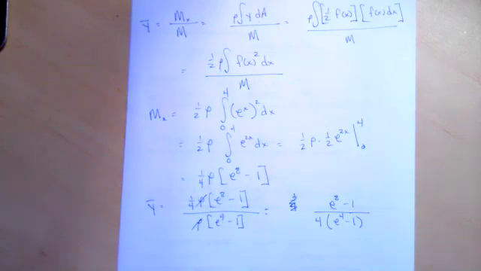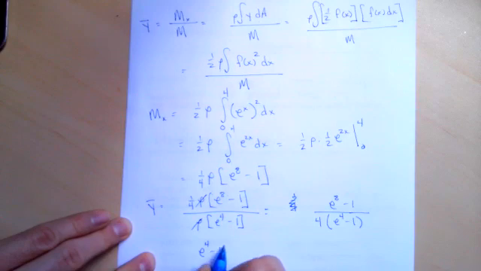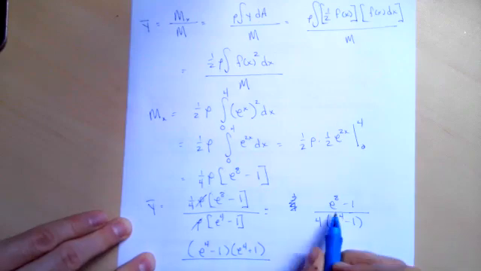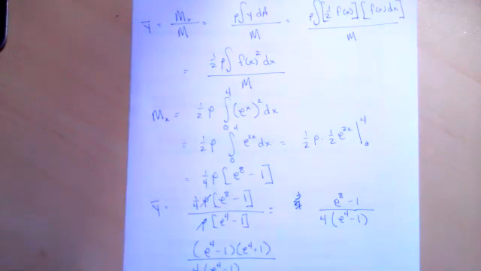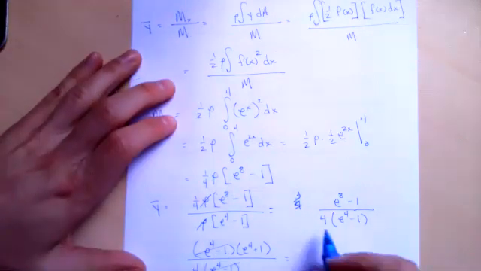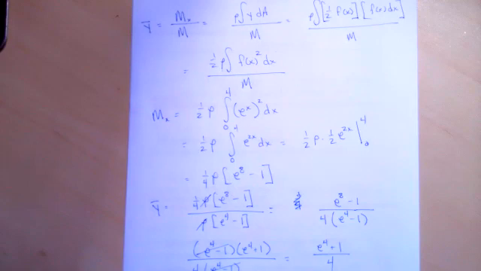Pretty much done there. If you want to be fancy and cancel, I don't know how technical WebAssign is with making you guys cancel. It looks like it'll accept that answer. Of course, e to the 8th minus 1, we can write as e to the 4th minus 1 times e to the 4th plus 1, a difference of squares, over 4 times e to the 4th minus 1. So those guys cancel, and we'll just get 1/4 times e to the 4th plus 1.